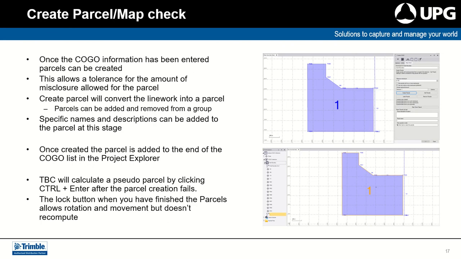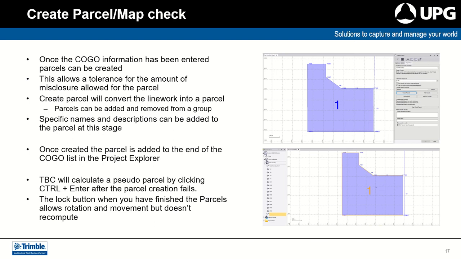Once you've finished creating your COGO, you can then do a parcel map check. So the parcel map check will identify all the parcels within the COGO. It will close off any closed line work. It will also allow you to create information that will tie to the labeling of that parcel. So you could put, say, lot 1 as in this example, as opposed to just the number 1. And it will give you a whole heap of parameters with regards to identifying that as a parcel. Once it's done, you will notice that the parcel is then added into the bottom of the COGO.